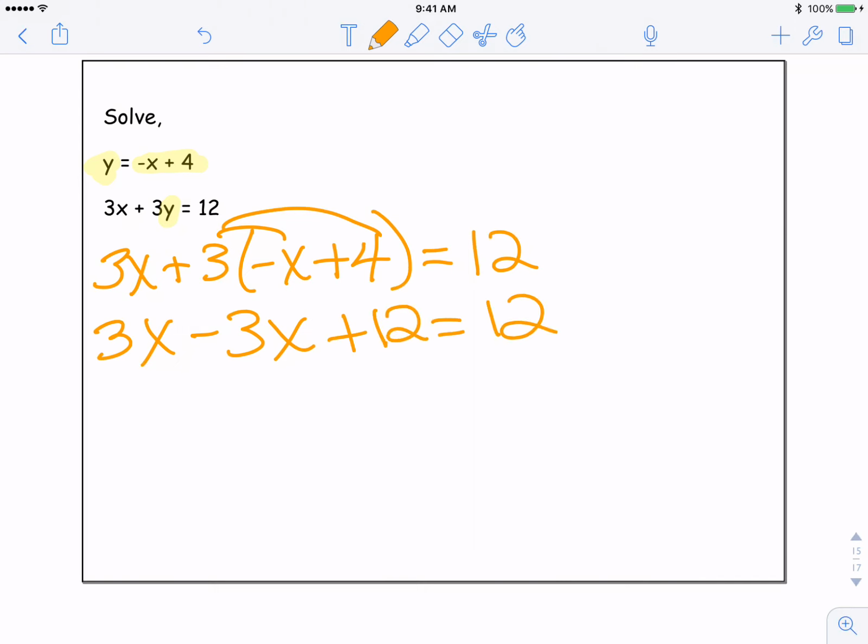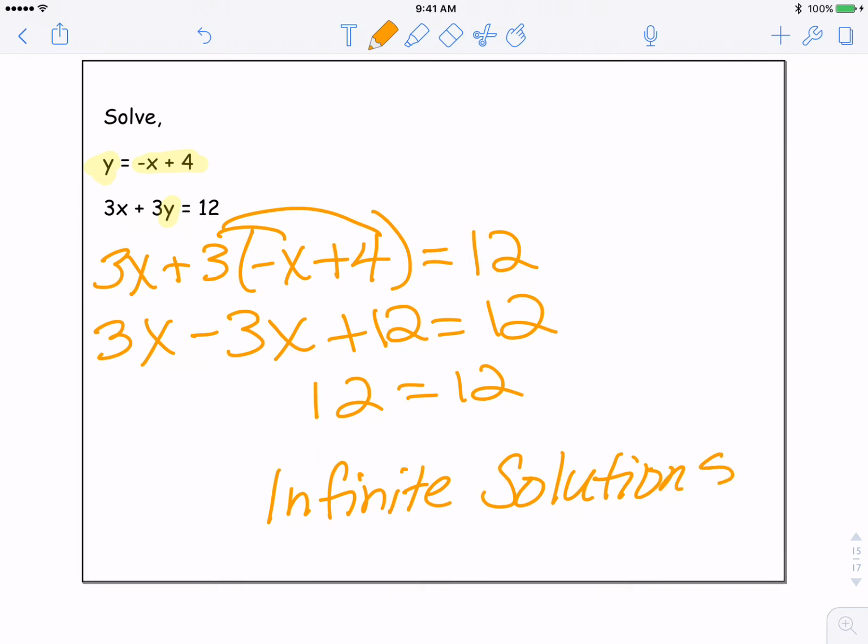I then look and combine my like terms. 3x minus 3x cancels each other out. I no longer have any x's, and I'm left with 12 equals 12. In this situation, my variable has disappeared, but I'm left with a true equation. If you're left with a true equation, 12 does equal 12, your answer is infinite solutions. And remember, this means if I graph these two equations on graph paper, they're intersecting in infinitely many spots, so they are exactly the same line.